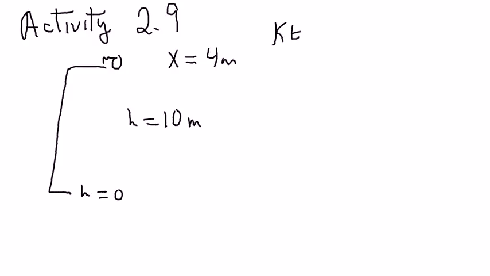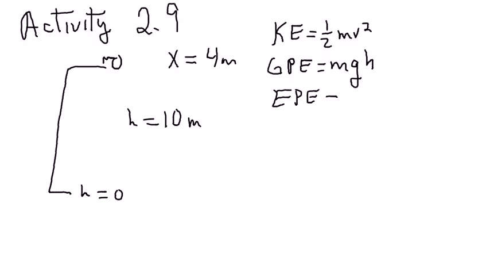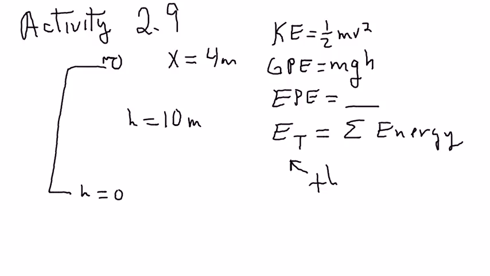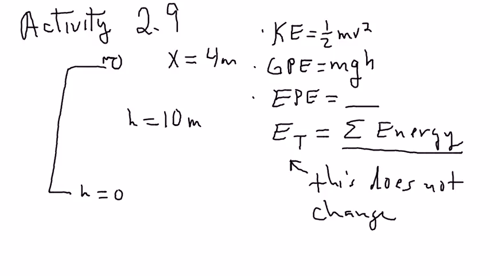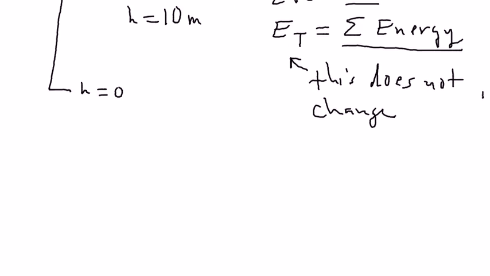The energy is comprised of kinetic energy, which is 1/2 mv squared, gravitational potential energy, which is mgh, elastic potential energy, which we're going to calculate, and then the total energy, which is going to be the sum of all of the energies. The key idea here is that this does not change. The kinetic energy, gravitational potential energy, and elastic potential energy are all going to add up to the total energy of the system. So we're going to start by calculating the energy.